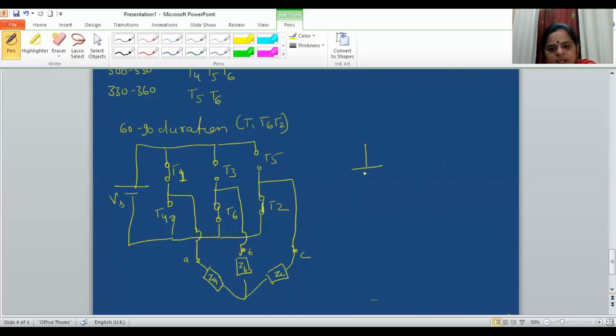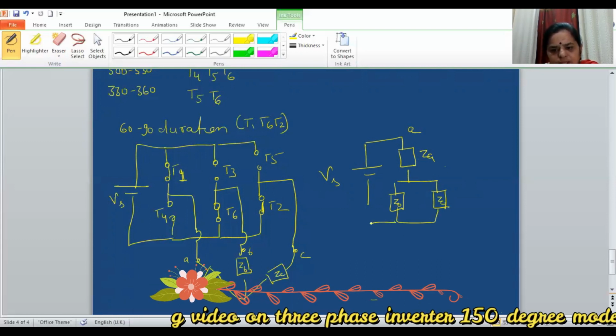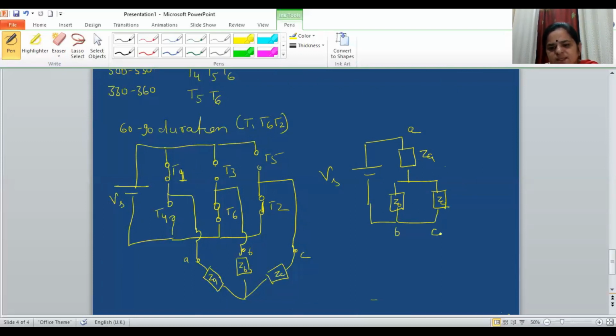Now if I redraw this circuit, it will be Vs through T1 short circuit, ZA is connected to the positive of the supply, and through T6 and T2 short circuit, ZB and ZC are connected to the negative of the supply. This is B, this is C, and this point is neutral. Now for a balanced load, as we know, ZA is equal to ZB is equal to ZC is equal to Z.